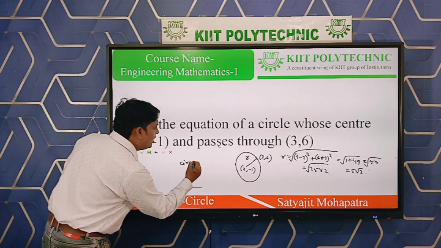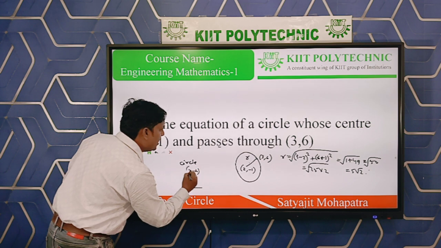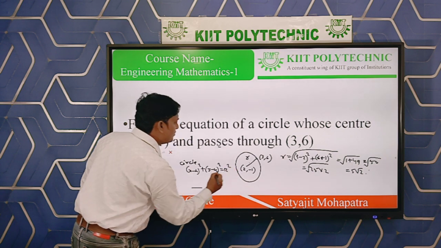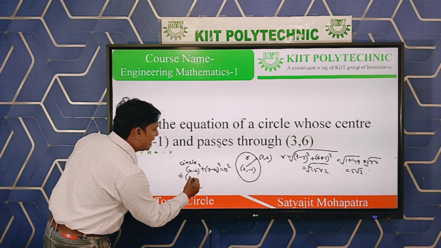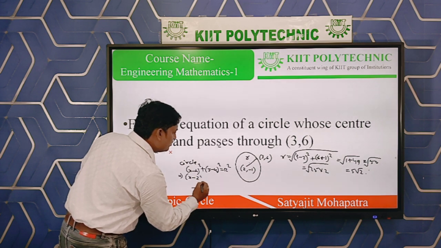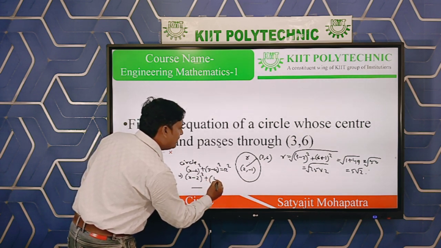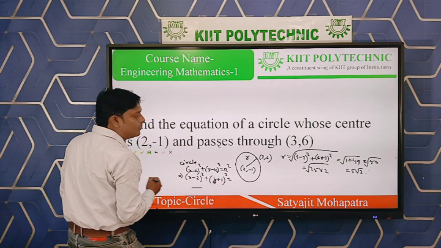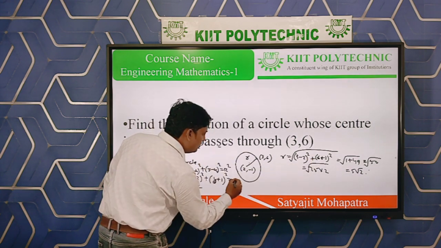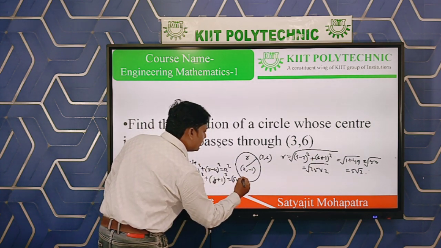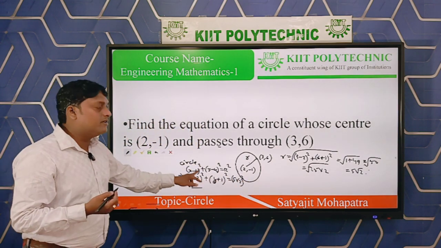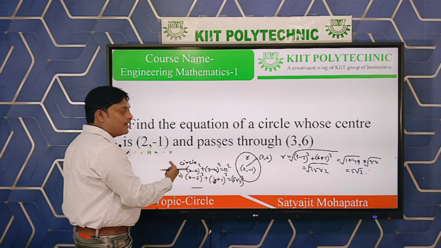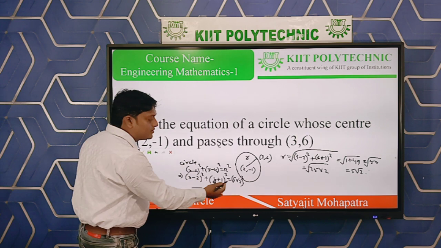The circle's equation will be, all of you see, (x minus h) whole square plus (y minus k) whole square equals r square. Here h is 2, so (x minus 2) whole square, plus (y minus k), where k is minus 1, this becomes plus 1, whole square, equals r square. R we just got as 5 root 2, so (5 root 2) whole square. Then the next thing is up to you: you can easily simplify and solve, and finally you can get an equation just like in the previous form, which represents the equation of the circle.